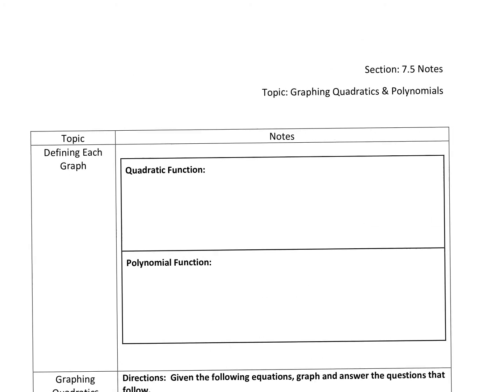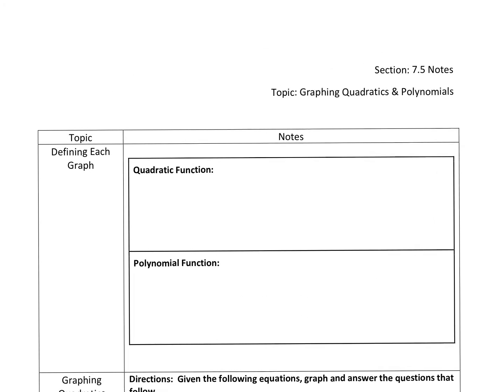All right, so 7.5 is going to be over 2 new focus graphs, and I say new, they're not new. We have learned them before, okay? First one's quadratics, and second one's polynomials. So we're going to start with quadratics. What does a quadratic function look like on a graph?